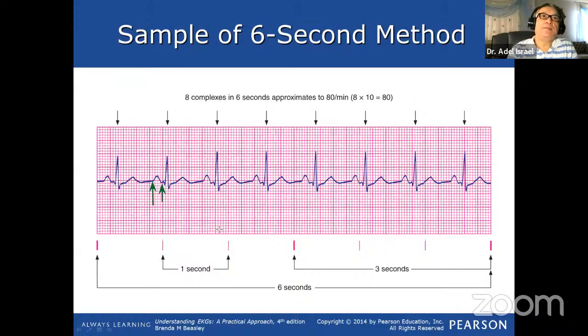Clear? What about the QRS? Let us have another one. Here we mentioned that the Q is starting here and the S ends here.